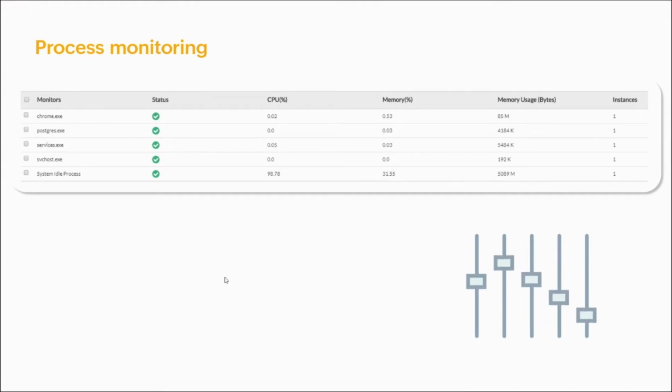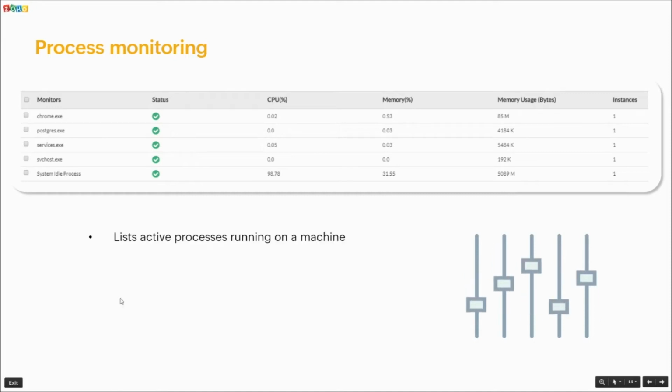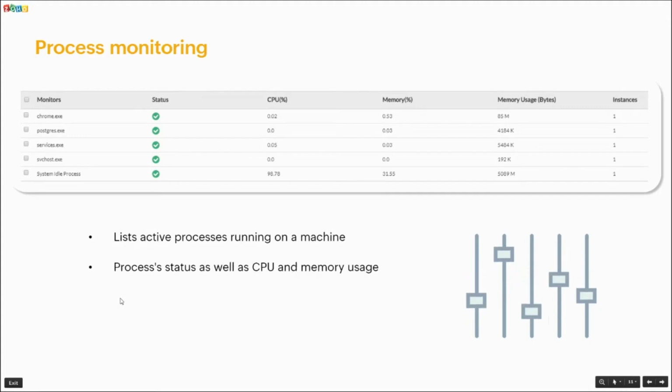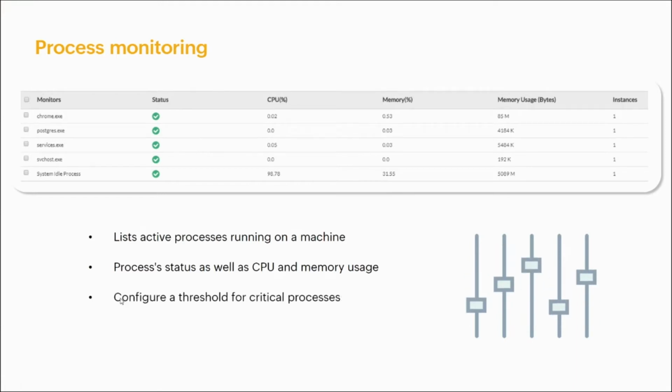In those cases, certain processes will be much more critical for them, where they want to monitor the actual CPU, memory, and the instance count of those respective critical processes in their environment. So using OpManager, you can list all the active processes which are running on the machine. You can monitor the process status as well as the CPU and memory consumption of the individual processes. You can configure thresholds for critical processes and get alerted accordingly.